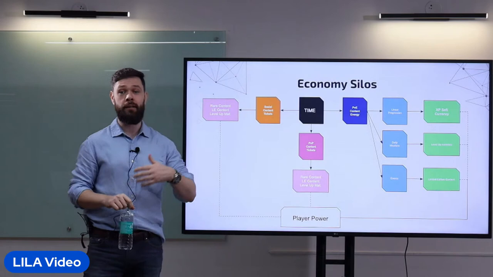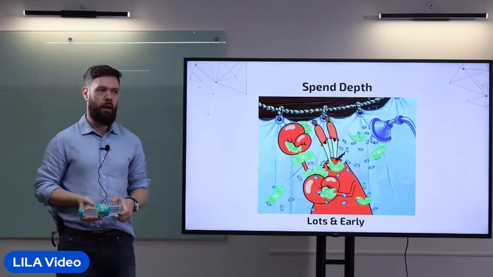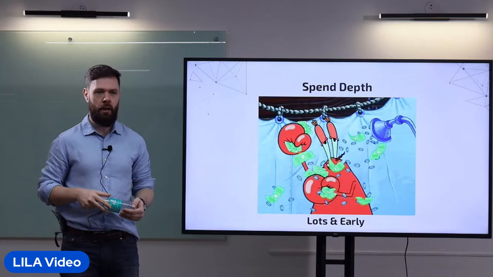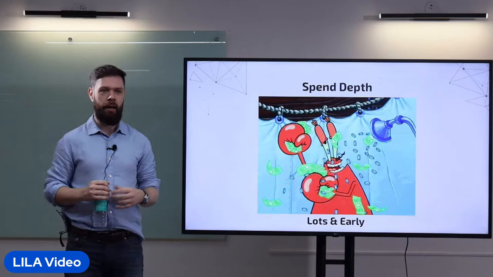Spend depth. Always be thinking about spend depth. You want lots of it, and you want it early, particularly with the way UA is at the moment, has been for the last few years. You are looking at what your ROAS window is and what your payback window is, and you're always going to be having conversations with your growth team around, well, hey, what players can you get me? What's the budget we can spend? When is it ROI positive?